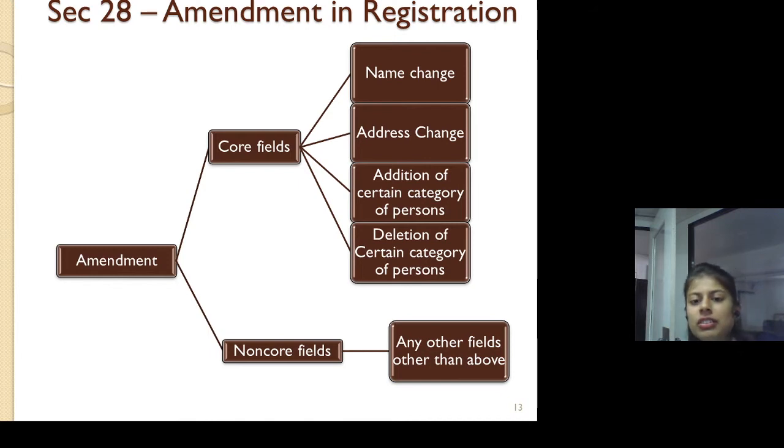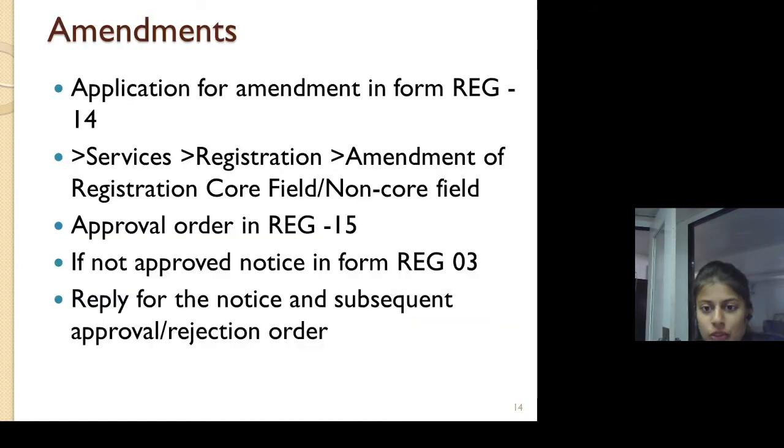Understood? So any other fields other than that could be email ID, mobile number, or any additional place of business. This all will amount to non-core fields. Now, what is the difference between core and non-core? What makes the difference? When you are making an amendment, you have to make an application for that in form REG 14. So how do you access this tab? You have to take the registration tab, and from there amendment of registration of core field or non-core field.